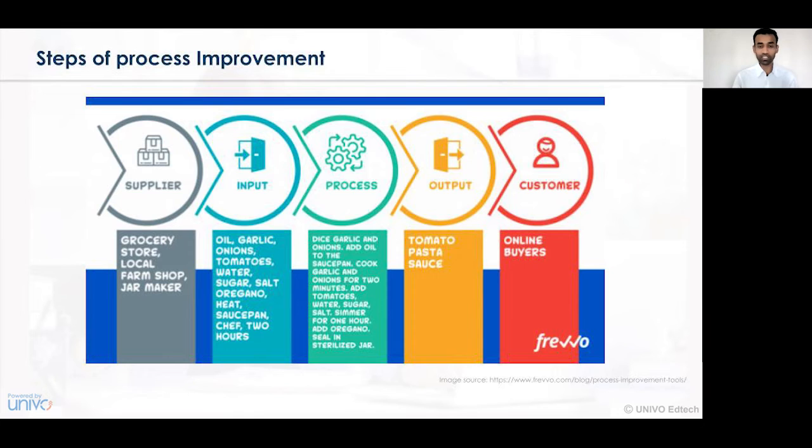So we have the finished tomato which is in existence. It has been processed. Certain manufacturing or process activities are undertaken over it, and accordingly, along with the pasta, the sauce has been prepared. That was the concept of output. Now, lastly, we have the customer. So in case of the customer, we have the various online buyers for the Frevo, and accordingly, the product is ready to be delivered to the customers.